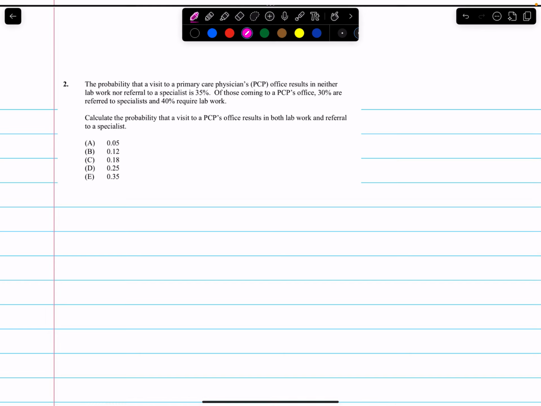Okay, let's look at this problem from an SOA exam from the past. The probability that a visit to a primary care physician's office results in neither lab work nor referral to a specialist is 35%. Of those who come to the PCP's office, 30% are referred to specialists and 40% require lab work.